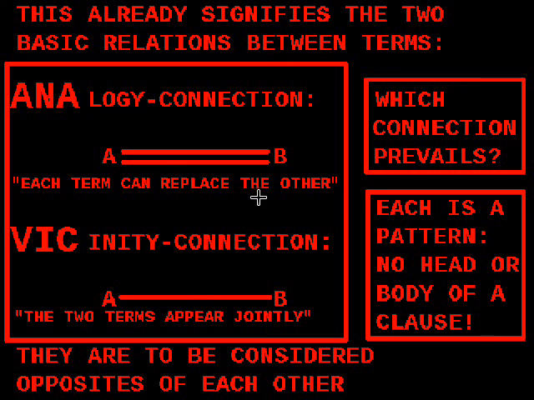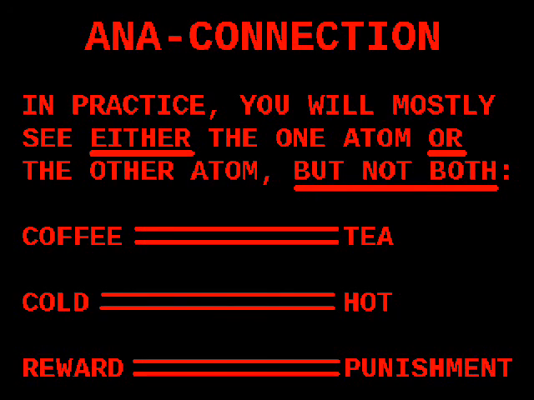You can then start to consider which connection shall prevail. You cannot yet do this based just on two terms, but that is going to be the basic question in this theory. Given two terms, which connection prevails? While looking at it, there is no head or body of a clause. You will only be looking at potential coexisting patterns.